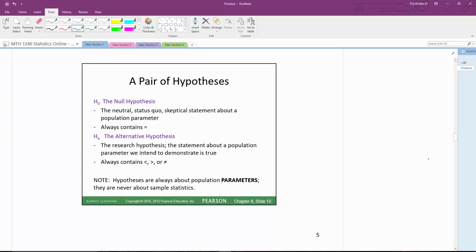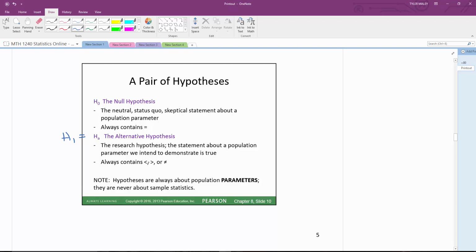So this is also the alternate hypothesis. Some textbooks also show this as H sub 1. So H sub 1 is another way to show the alternate hypothesis. Some texts might use H sub 1, our text uses H sub A. So the research hypothesis is the alternate hypothesis. That's the statement about a population parameter we intend to demonstrate is true.